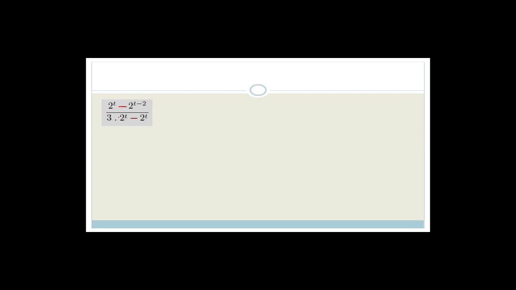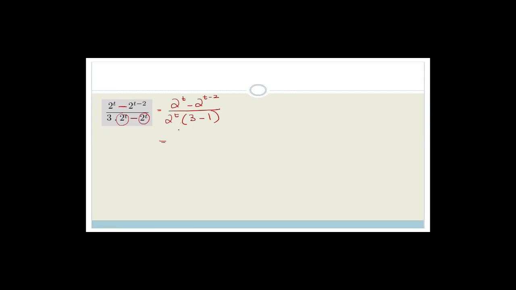Do you agree there's a 2 to the t here and a 2 to the t there? So we could say this is 2 to the t minus 2 to the t minus 2, all over, we can take out a common factor of 2 to the t, and what are we left with? We're left with 3 minus 1, because 2 to the t divided by 2 to the t is equal to 1.